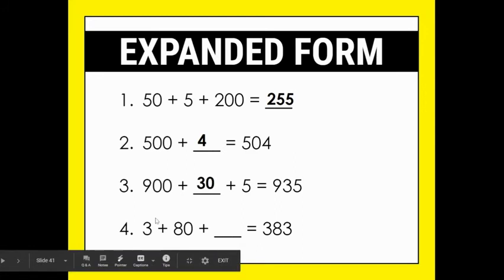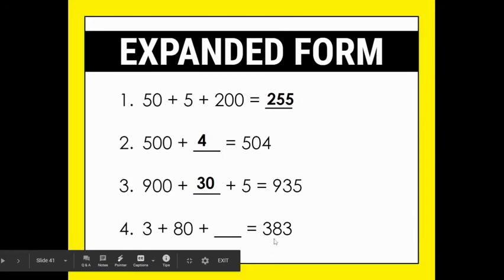All right, let's look at this last one. I have 3 plus 80 plus something equals 383. So again, I have my standard form, but I need to fill in the blank on my expanded form. So let's start with this first 3. This first 3 is in the hundreds place. So I know the value of that 3 is 300. Is 300 the same as 3? No. So that might be the one we're missing.